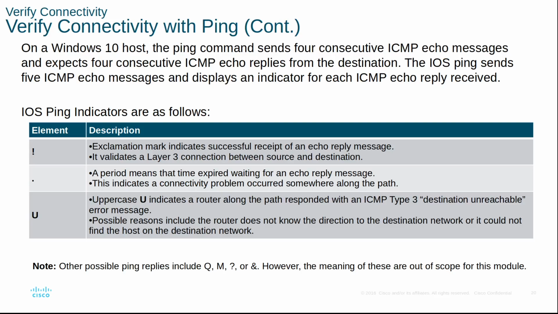In Windows, if you issue a ping, you'll see one of three indicators. If it's an exclamation mark, it's successful. If it's a dot, it means that the time expired waiting for the reply, so it could be a timeout. And if it's an uppercase U, that means that the router replied with destination unreachable. So it usually indicates a routing table issue.